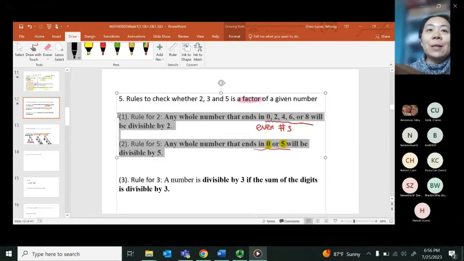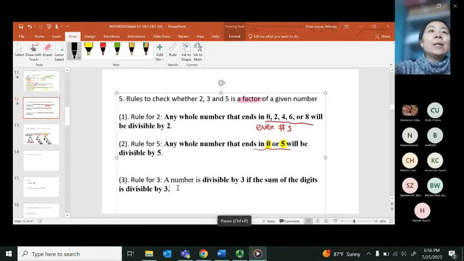Know the first two rules. The last one, usually when I ask the class, I will get like 1 or 2 students who know it. Most students don't know this. That's okay. So when you get a number, whether 3 goes in there, you don't look at the last digit anymore. You actually have to add all the digits.